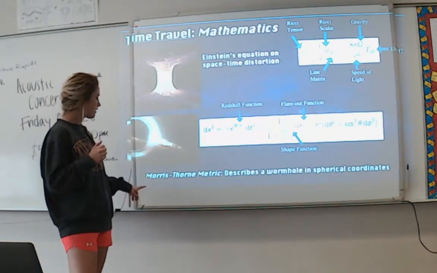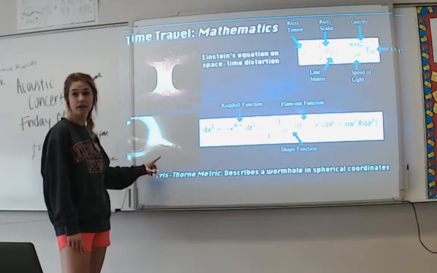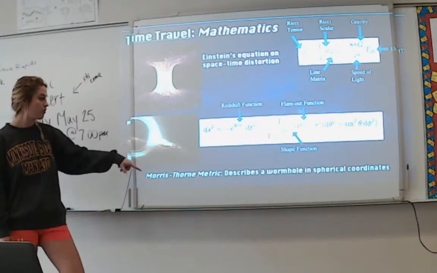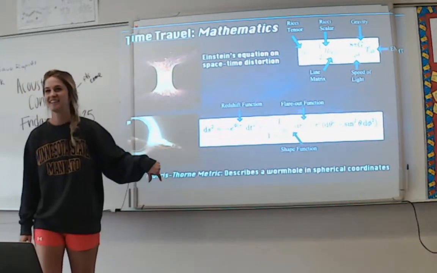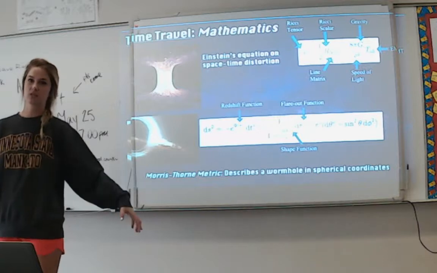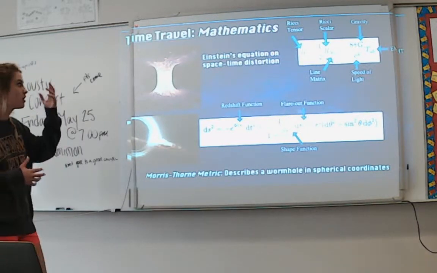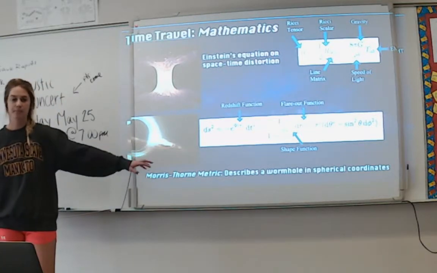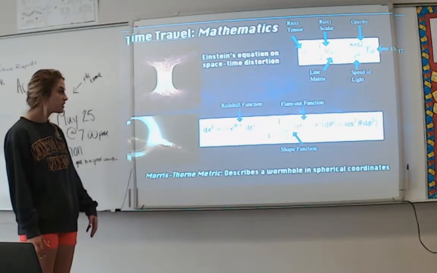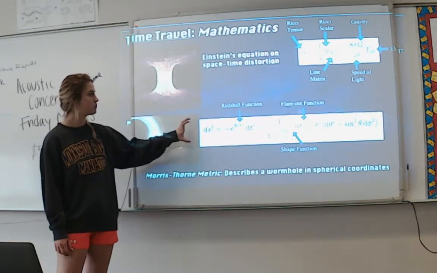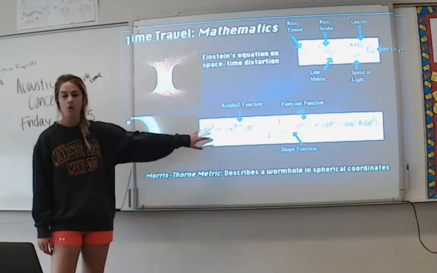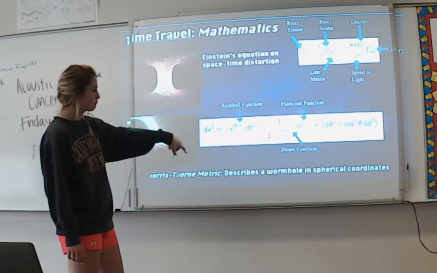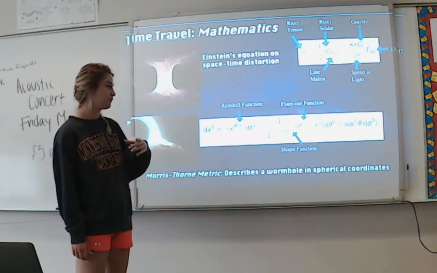And then the next equation that I found, this was paragraph 2 right here, was the Morris-Thorne metric. Kip Thorne is a scientist from the 80s, and he popularized this whole idea of the space-time continuum, even though Einstein was the one who came up with it. Mike Morris was his grad student. Essentially this equation is more specific to a wormhole, whereas this one's just for any distortion in the space-time continuum, and it describes it in spherical coordinates.